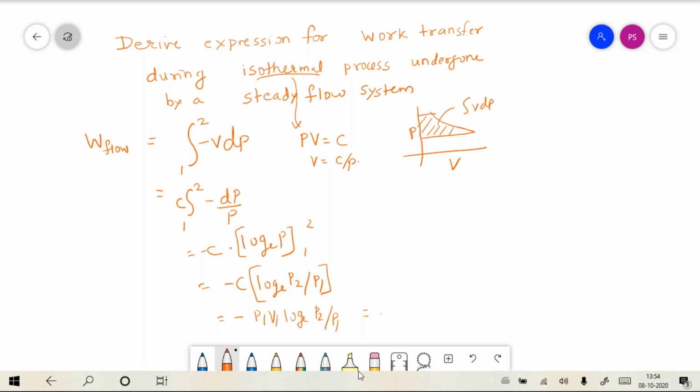Whether derivation is clear to you? Or you want me to repeat whether this derivation is clear? I hope it is clear to you all. Please say yes if it is clear to you.